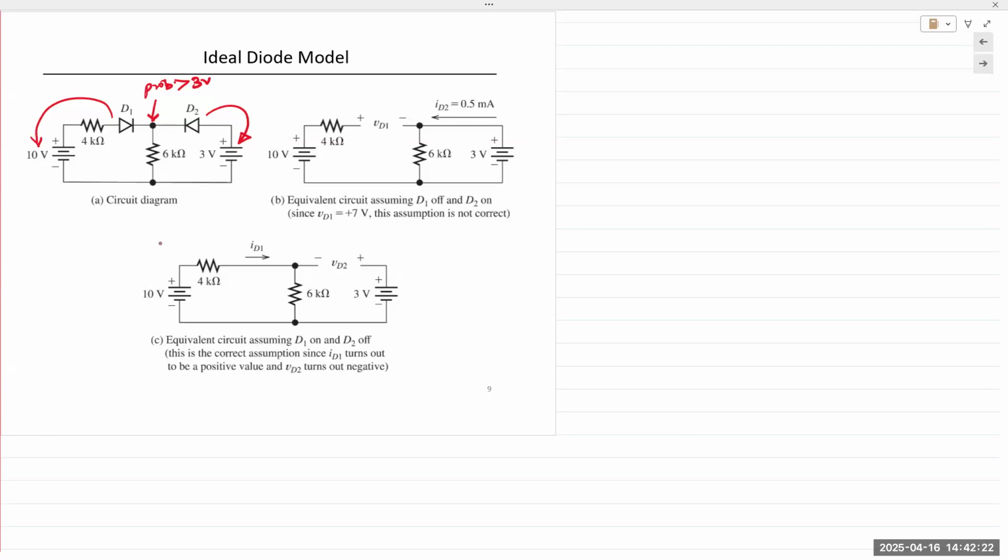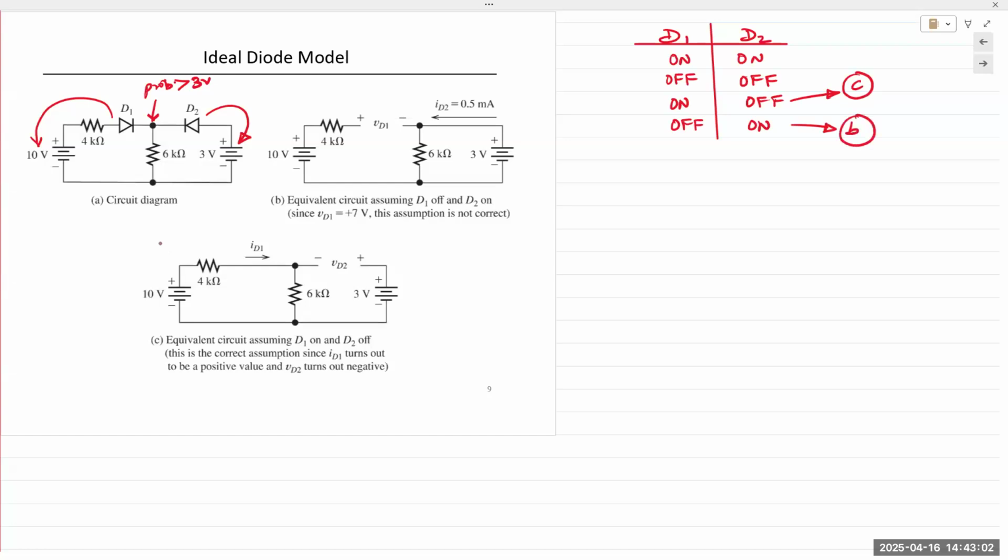But for explanation purposes, let's choose something that I know is incorrect. So number of possible states: we have D1, we have D2. Both diodes are on, both are off, or D1 on, D2 off, and D1 off, and D2 on. This is circuit number C. And this is circuit number B. Okay, circuit number B.